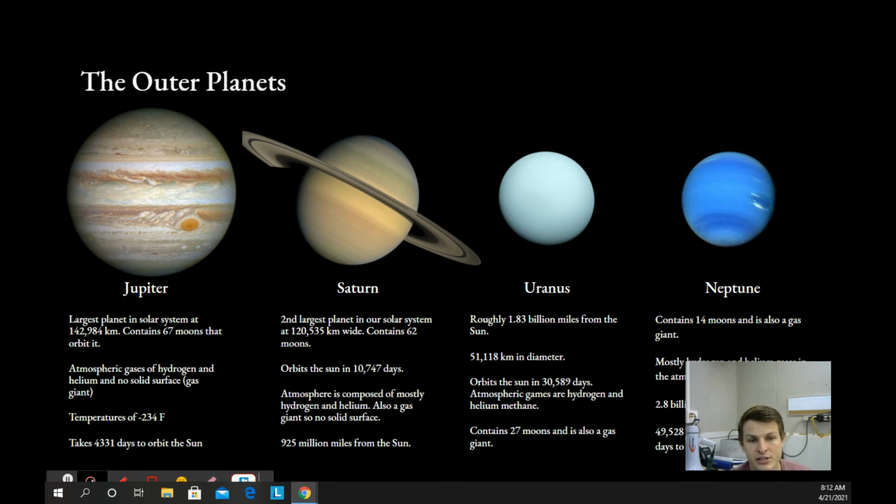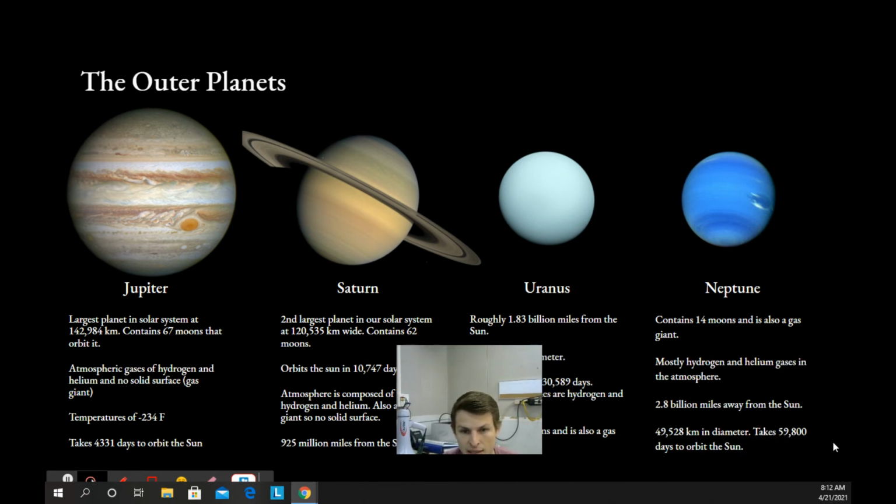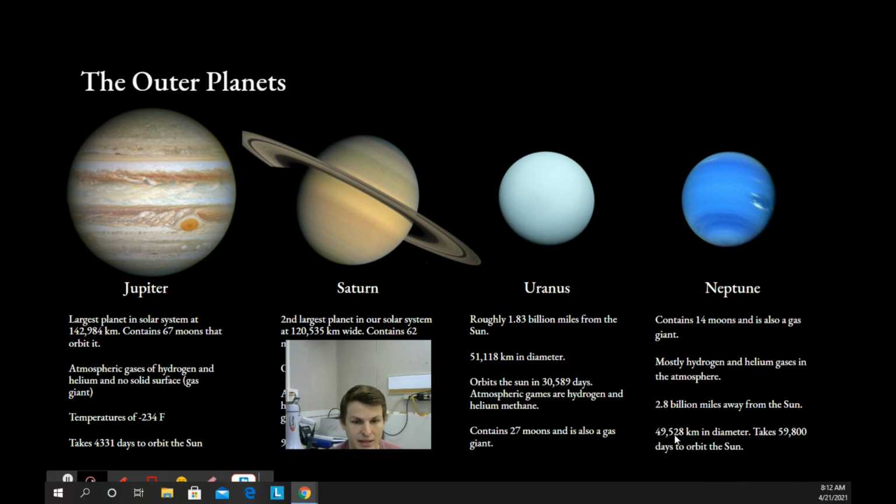Uranus is roughly 1.83 billion miles away from the sun, 51,118 kilometers in diameter. So that's pretty large as well. All of these planets are much larger than the inner planets, much larger. But again, they're all gas, so they actually have no solid surface. Uranus contains 27 moons. Neptune contains 14 moons, so this is significantly smaller in its system size, but in diameter, it's almost the same size as Uranus.